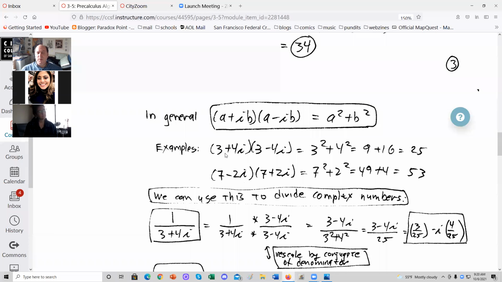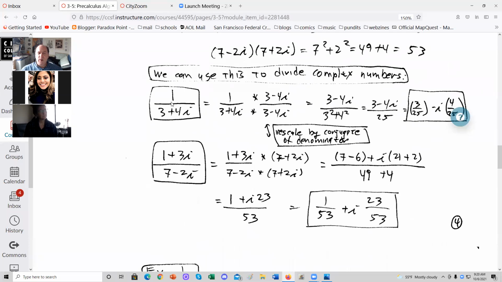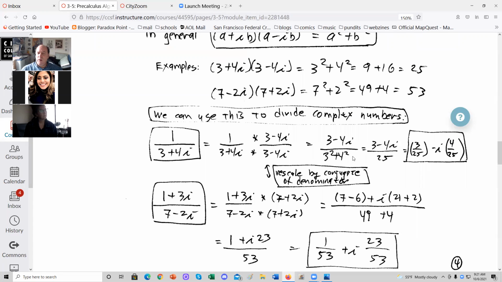For example, 3 plus 4i times 3 minus 4i is 3 squared plus 4 squared, which is 9 plus 16 is 25. 7 minus 2i times 7 plus 2i is 7 squared plus 2 squared, 49 plus 4 is 53. Now this is useful for dividing complex numbers. You have 1 over 3 plus 4i, multiply above and below by the conjugate of the denominator. 3 plus 4i times 3 minus 4i is 3 squared plus 4 squared, or 25. 1 times 3 minus 4i is 3 minus 4i. So you get 3 minus 4i over 25, and then you split it up to 3 over 25 minus i times 4 over 25. So that's the reciprocal.